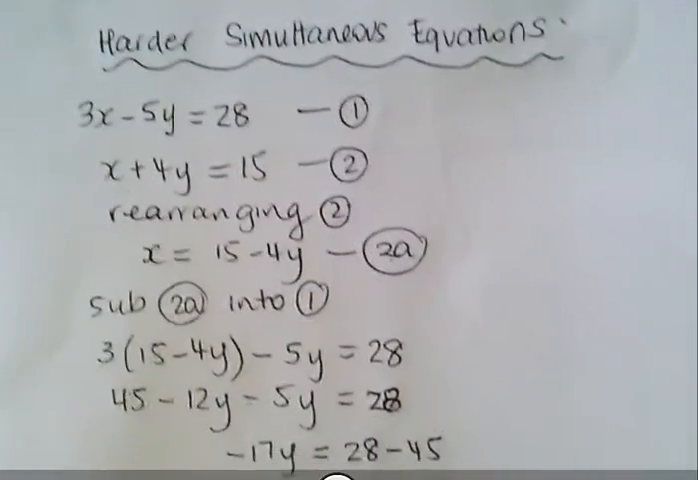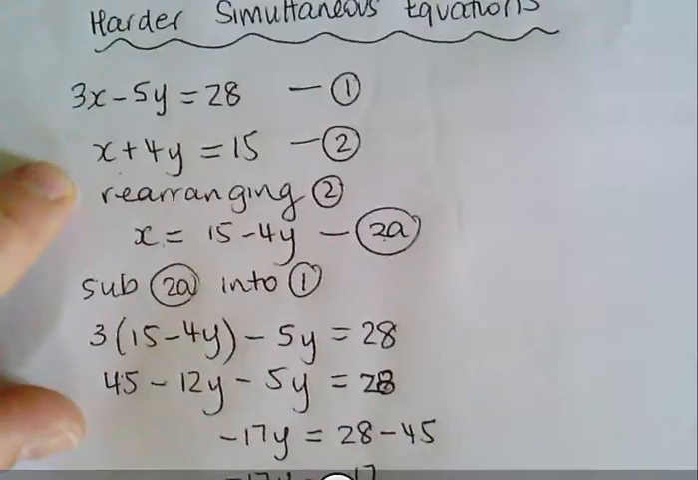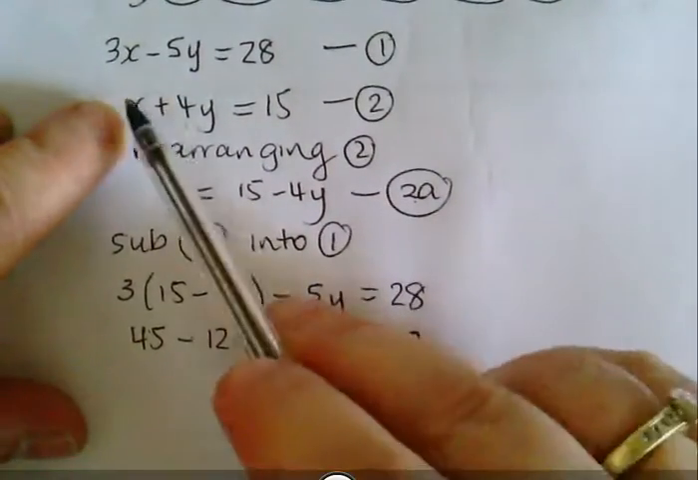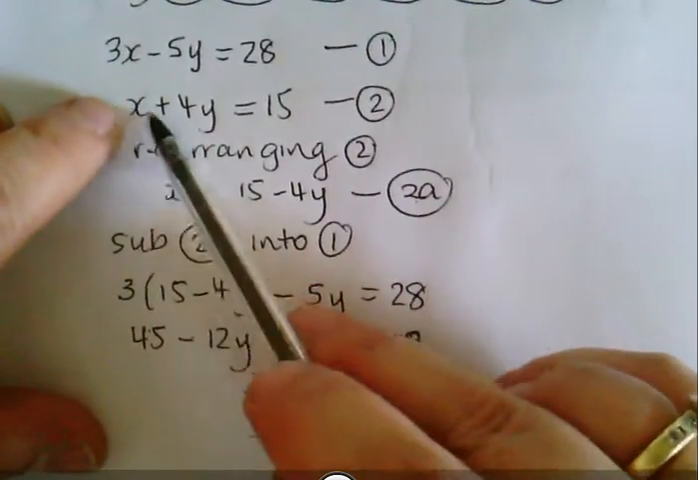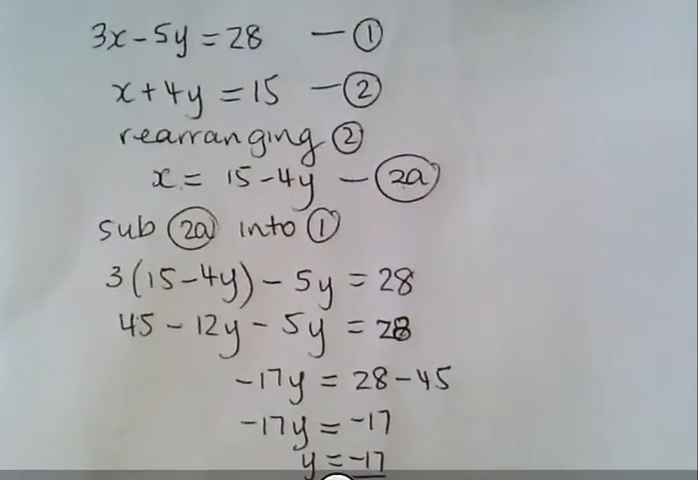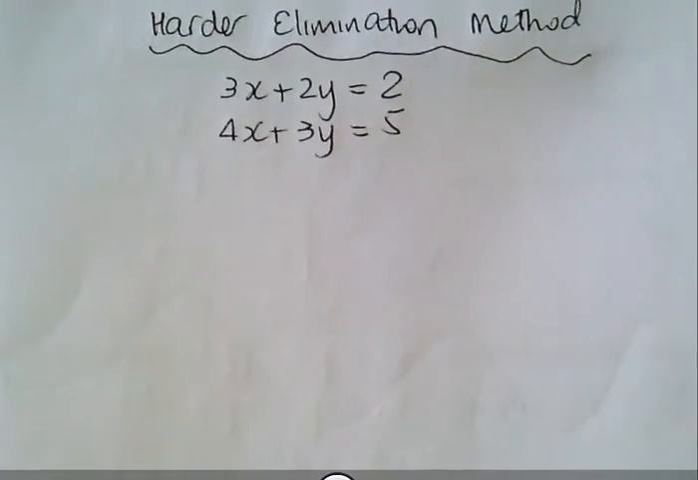So this is a slightly harder example of solving simultaneous equations using substitution. We can see that we could substitute because this x is sort of on its own. If we rearrange it, we do have x on its own and it's easy to substitute. All right, we're going to look at a harder elimination method type of question. Harder elimination method type of solving simultaneous equations.